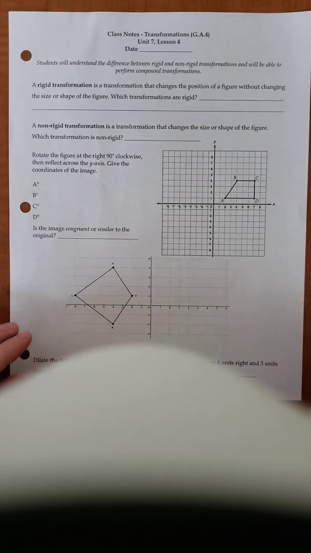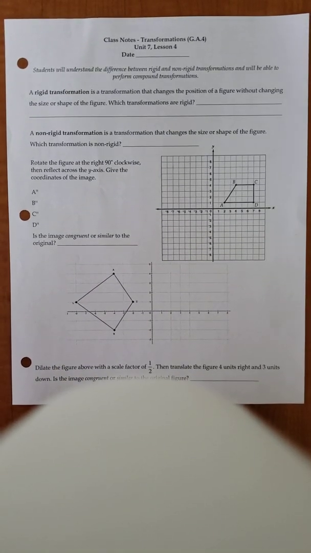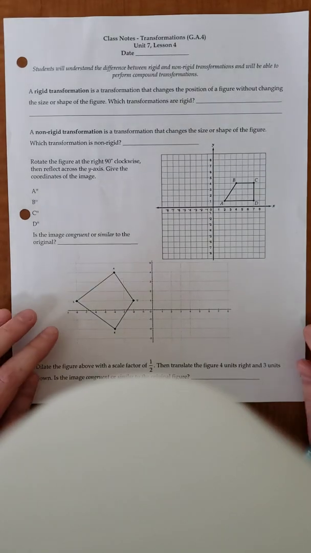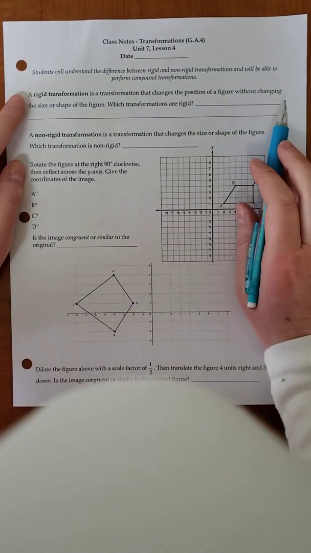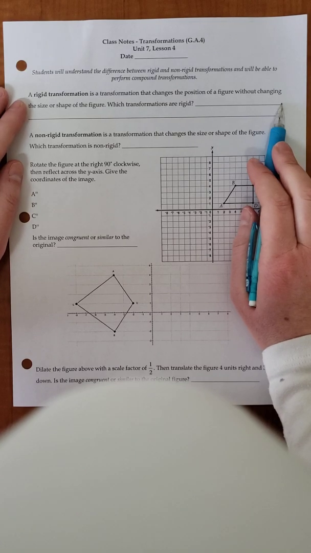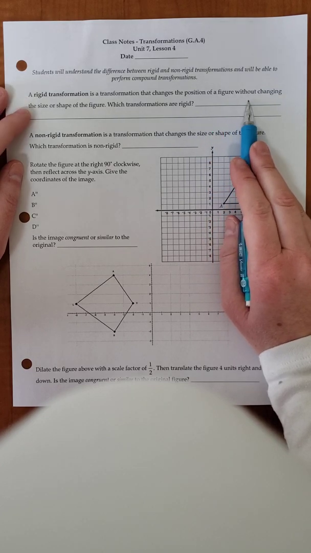This is on transformations. This is basically bringing all of the different transformations that we have done all together. So, a little more vocabulary here. A rigid transformation is a transformation that changes the position of a figure without changing the size or the shape.